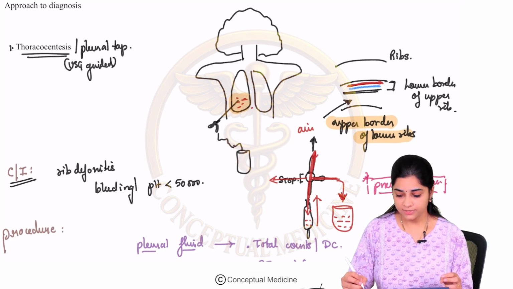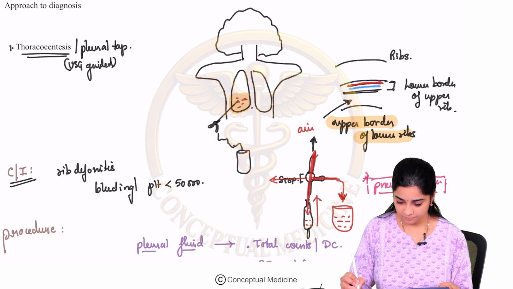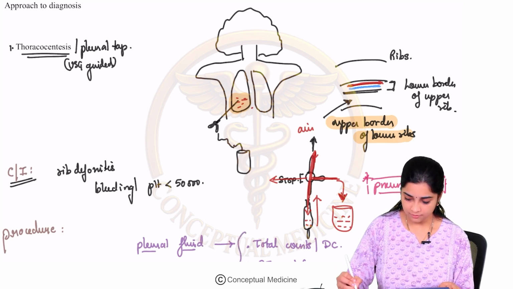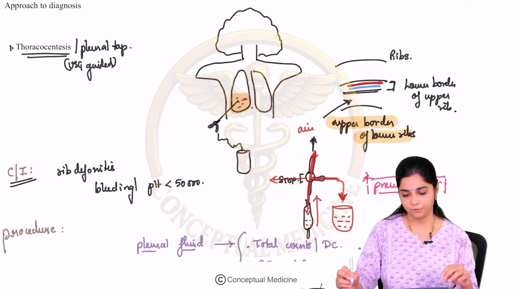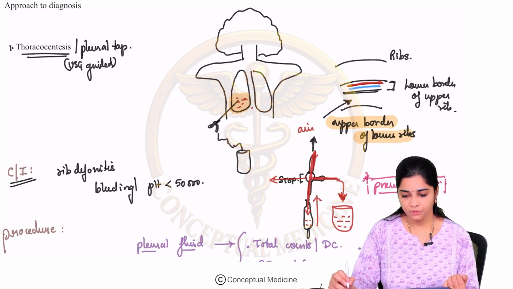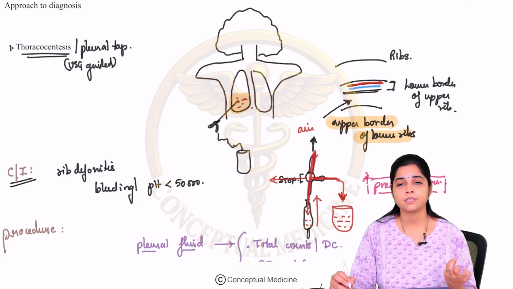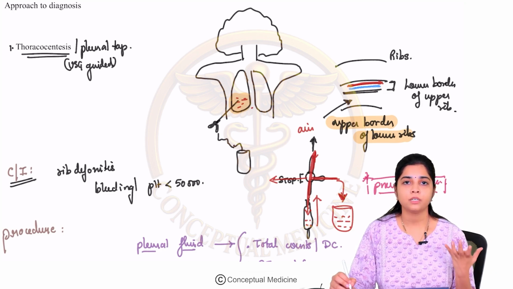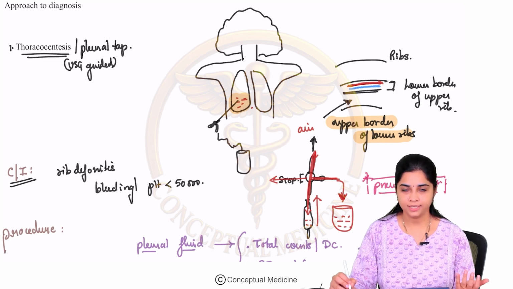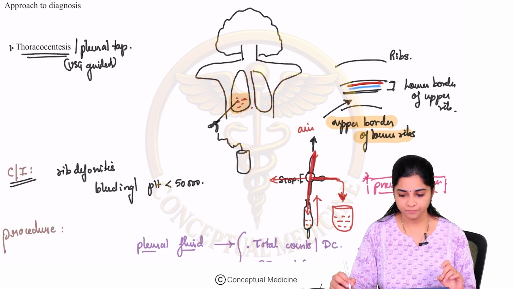And if you are suspecting tuberculosis, then you may have to send for a pleural fluid adenosine deaminase level and a pleural fluid AFB. Okay, so these are the various tests you would routinely do. If you are suspecting a malignancy, then you may also have to send for a pleural fluid cytology. So the first thing that you would like to do is, using an ultrasound, get a pleural fluid and check the pleural fluid count, protein, LDH, and this will help you in identifying the likely etiology of the pleural effusion. Okay, fine.